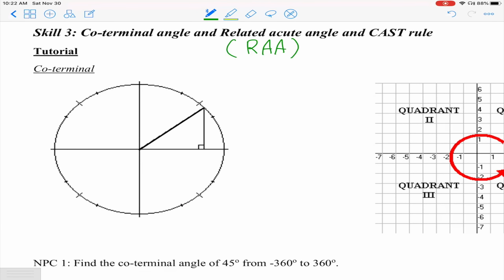So let's take a look at the coterminal. Now, co means together, and terminal means end, so coterminal here means terminal together.